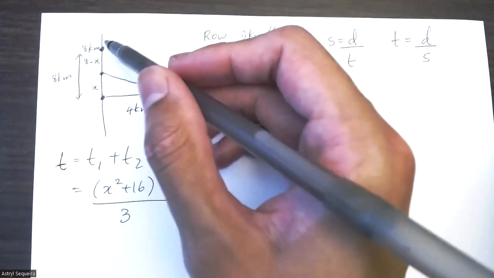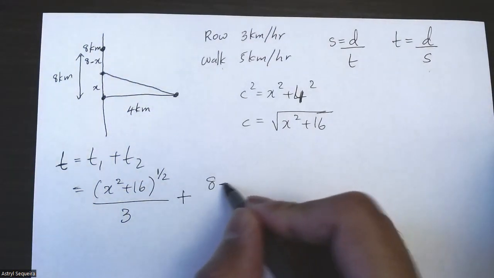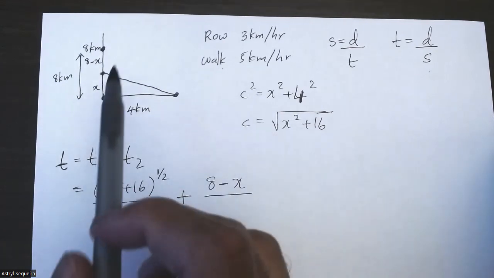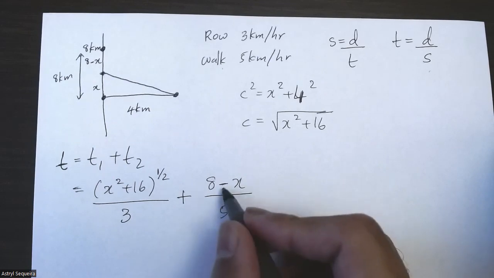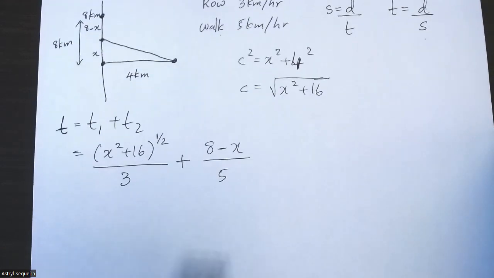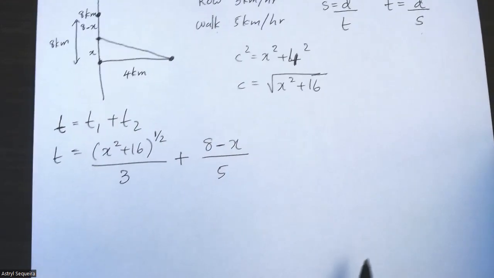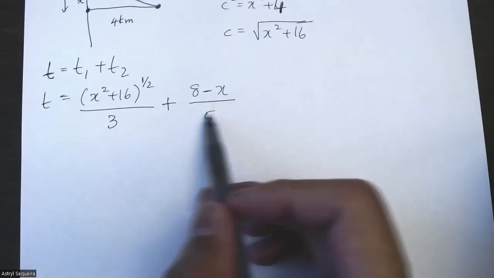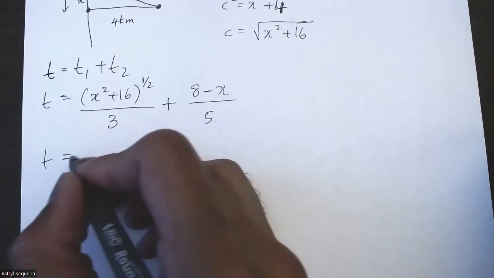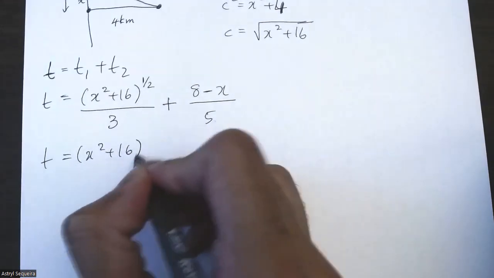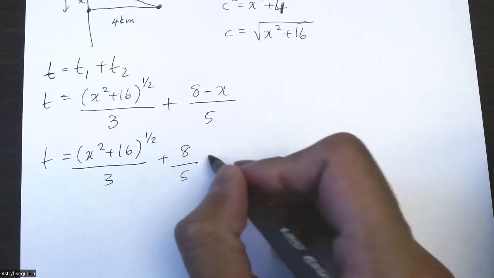And then let's do the walking time. The distance that he walks is 8 minus x, and the speed of his walking is 5 kilometers per hour. Now that I have an equation in terms of t, I want to derive it, but before I do, it's a bit easier to simplify by splitting this denominator here. It's not necessary, you don't need to do this step, but I'll do it so that it's a bit easier to see the derivation.